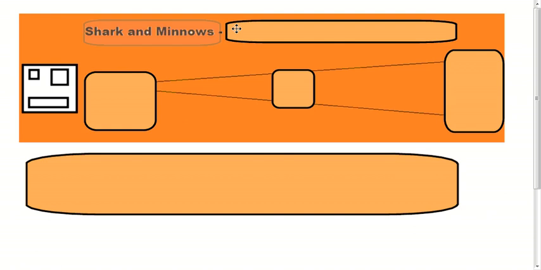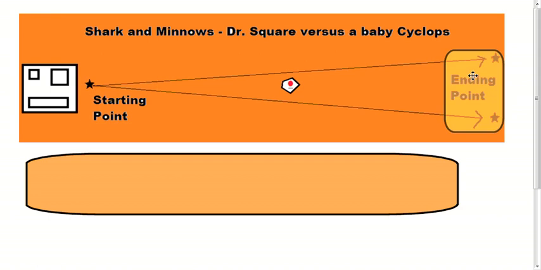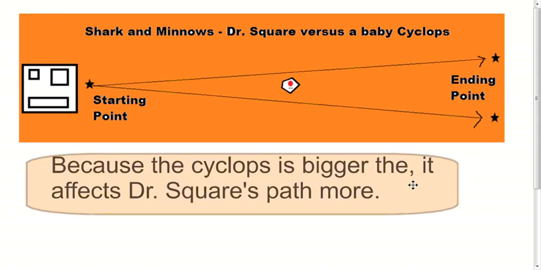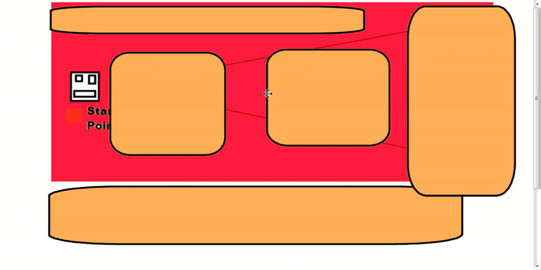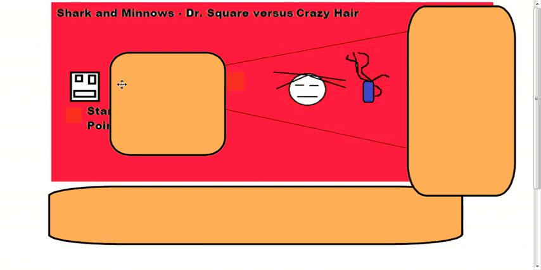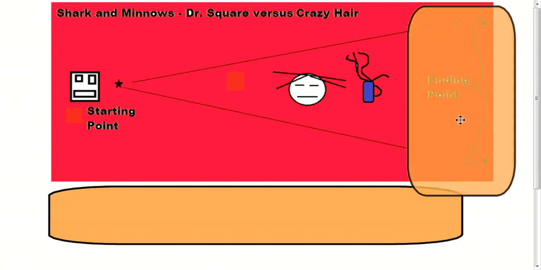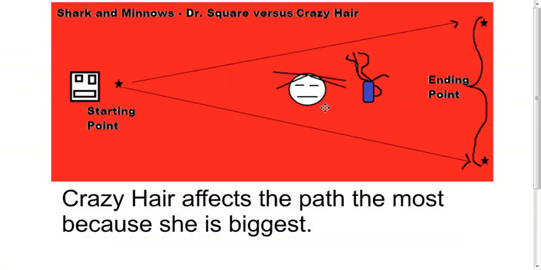Now, if Dr. Square plays it against a baby cyclops, that's much bigger than an ant. So where he starts relative to where he ends, he's going to have to spread out where he goes, because the cyclops is bigger, and it's going to affect Dr. Square's path more. Finally, if he plays it versus Crazy Hair, where he starts and where he ends up is going to get very spread out, because Crazy Hair is so much bigger, he really makes Dr. Square spread out where he goes. This is like a high percent error value affecting your true value.